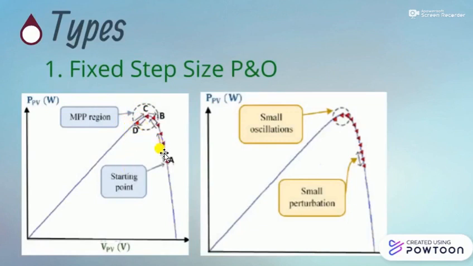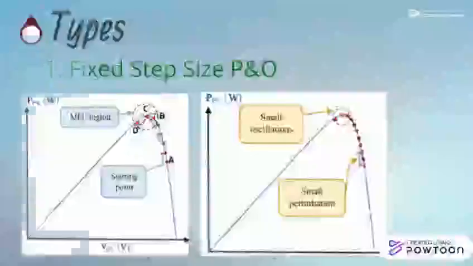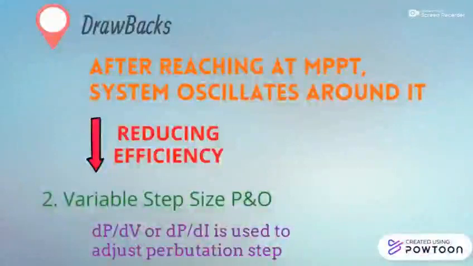For a small step size, tracking is slow, but oscillation around the maximum power point is reduced as compared to a large step size. These oscillations reduce the system efficiency. Number two is variable step size P&O. We learned that the fixed step size P&O technique introduces a trade-off between response time and steady-state accuracy. So, the variable step size P&O method was developed to solve this issue. In this method, the derivative of power to voltage or current is used to adjust the perturbation step.